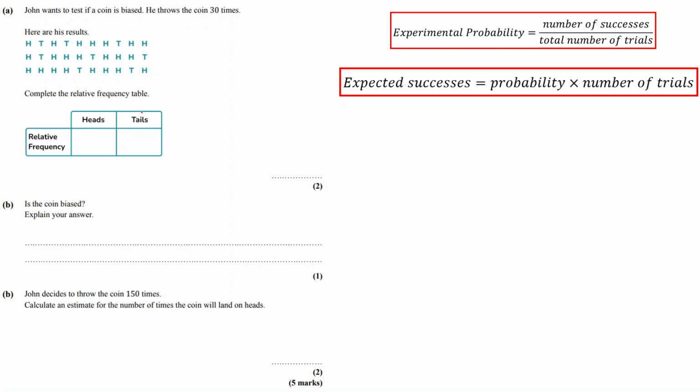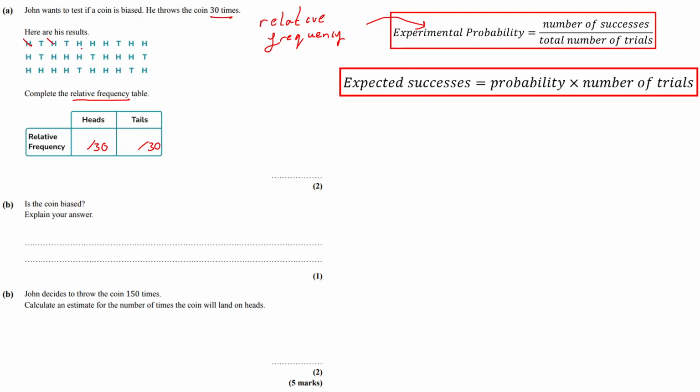Be a little bit careful. This is not just saying how many heads and how many tails you get. Remember, experimental probability, or relative frequency, this thing here is the same thing as relative frequency. It can be called both, and you need to be aware of that. So it's your number of successes over the total number of trials. So these are both going to be out of 30. That's your total number of trials, which we can see is 30. How many heads do we get? We're just going to go through it.